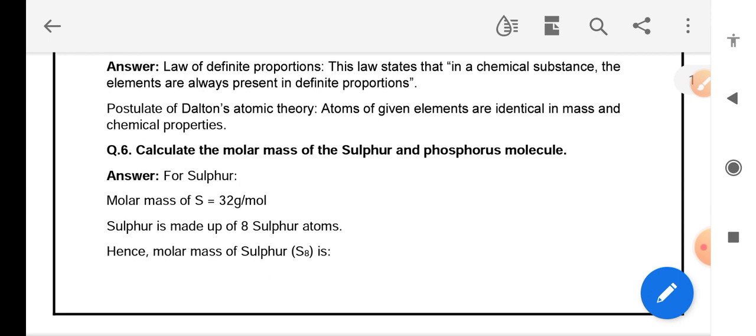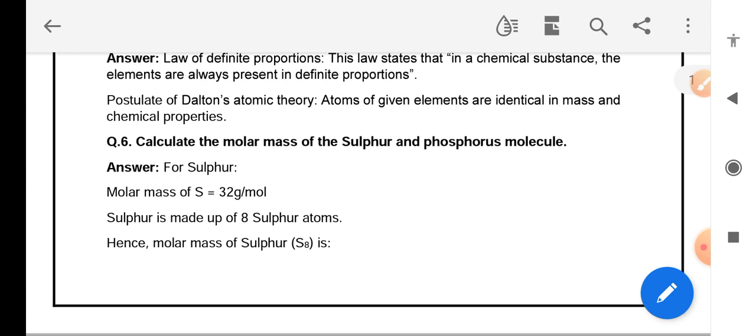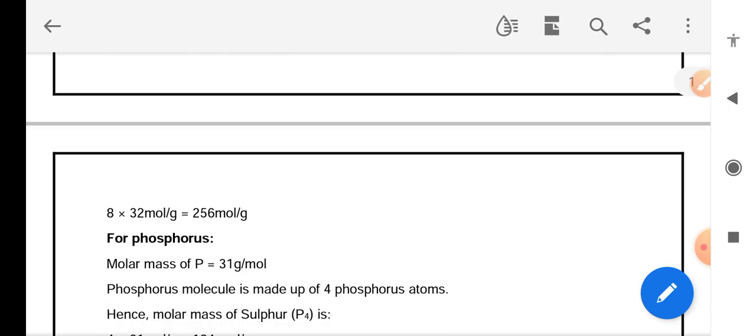Calculate the molar mass of sulfur and phosphorus molecules. Here, for sulfur, the molar mass of S is 32 grams per mole, and a sulfur molecule is made up of 8 sulfur atoms. Hence, the molar mass of S8 is 8 into 32, which equals 256 grams per mole.